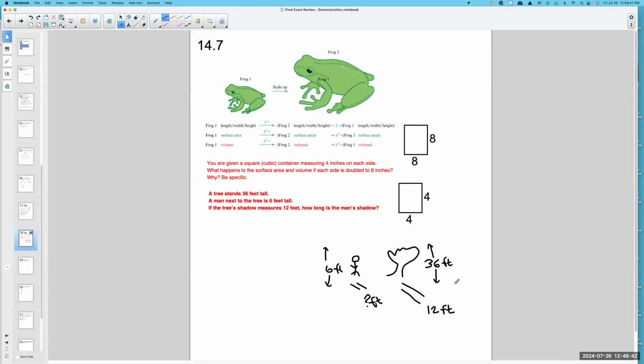The shadow is 1/3 the size of the height. So if the man is 6 feet tall, his shadow is only 2 feet tall. Or I could set up fractions.